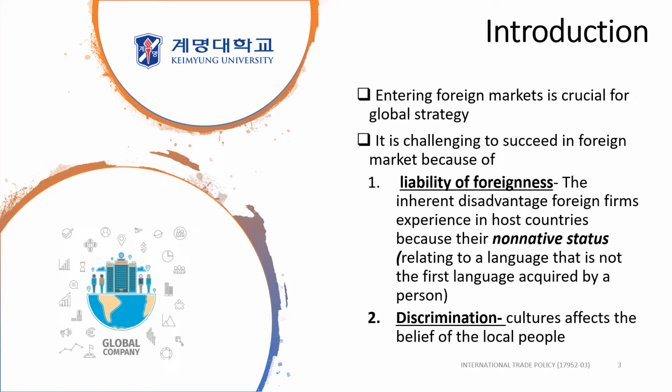The second challenge that may be experienced by a foreigner in another country is discrimination. The culture affects the beliefs of the local people, especially with social status. So there is a stigma that when they come from a developed country, they can overpower or dominate the local people. And if the foreigner comes from a less developed country or belongs to the third world, they have the feeling of being intimidated.